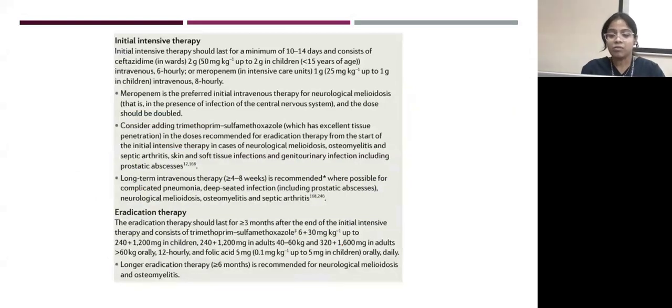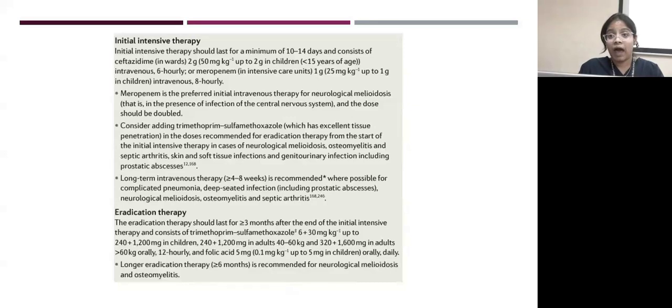So how do we treat melioidosis? For melioidosis, we have an intensive phase therapy and an eradication phase therapy. And our drug of choice is usually ceftazidime. We can also give meropenem. And the duration will depend upon the involvement of melioidosis. For any intensive phase, minimum we should give it for 2 weeks. And if there is any neurological involvement, we can actually give it for 3 months also.